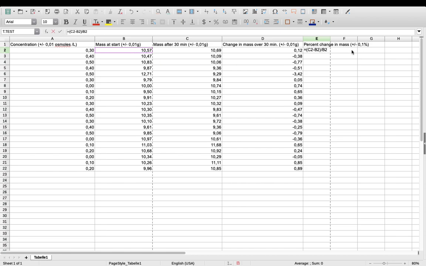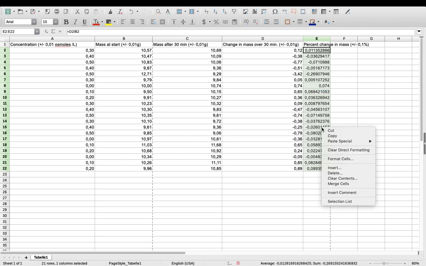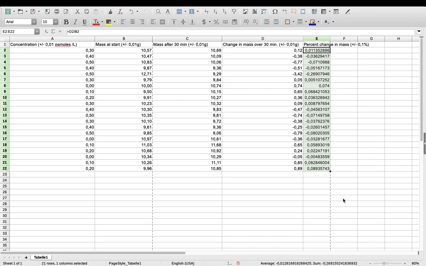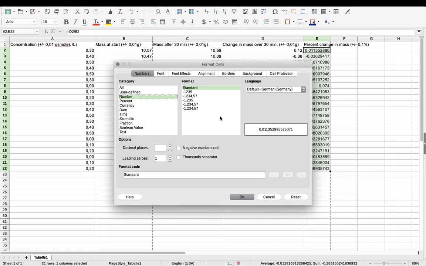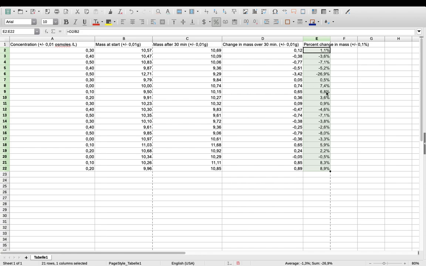Another way to do it, since I've already done this first calculation, would just be to take this value and then do it for all of them. Now I'm going to format the cells, and I'm going to tell the computer that these are percentage and that I only want one decimal place. And it automatically does the times 100.